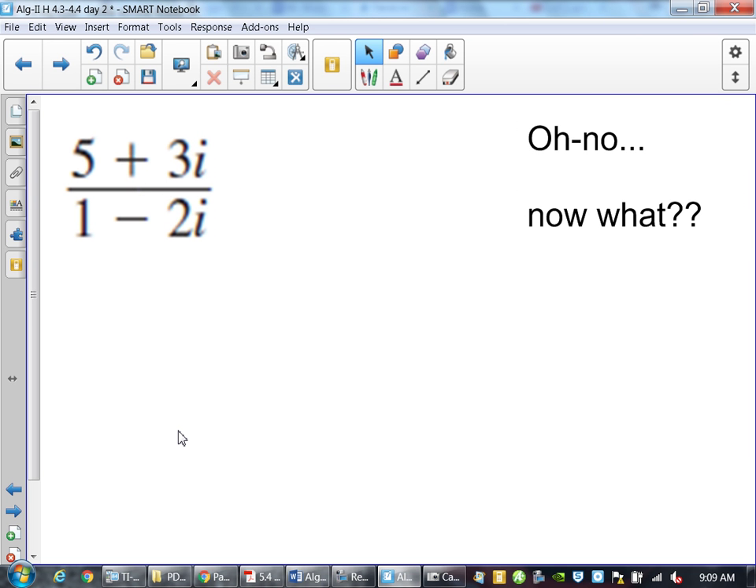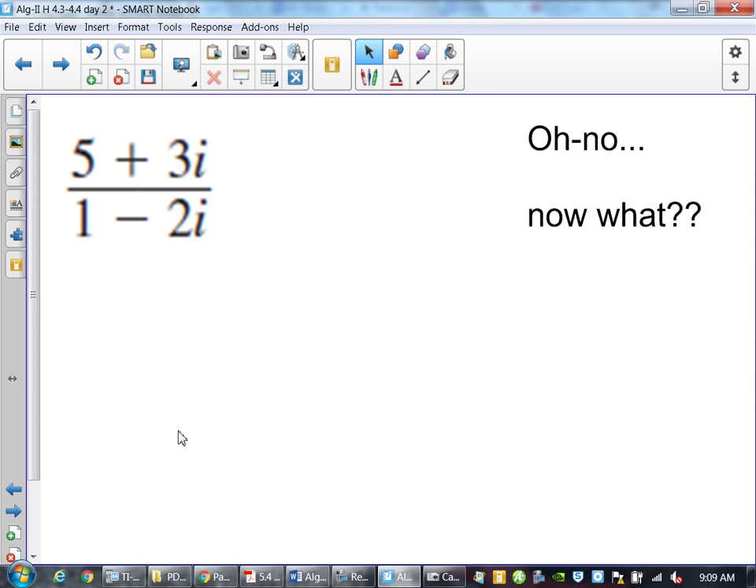So one of the things you have to do, again, in terms of etiquette, I think I kind of hinted at this yesterday. When you're dealing with imaginary numbers, just like with square roots, you never want an imaginary number in your denominator. So we're going to multiply by what's called a conjugate. We're going to do what we just did in this last problem. We're going to multiply to create a difference of squares.